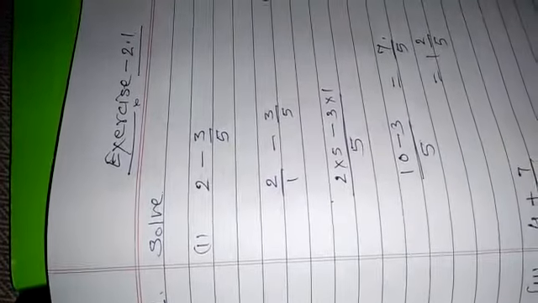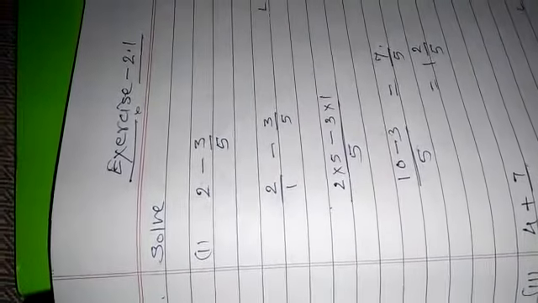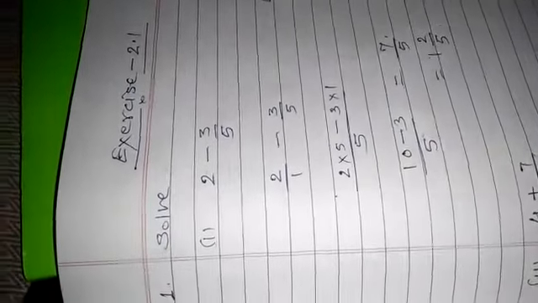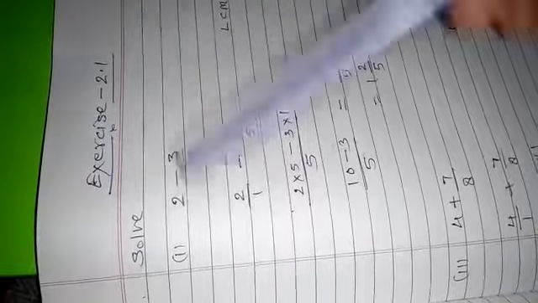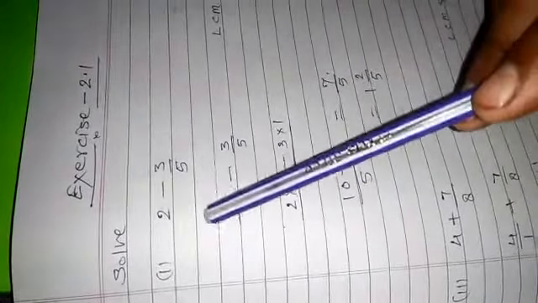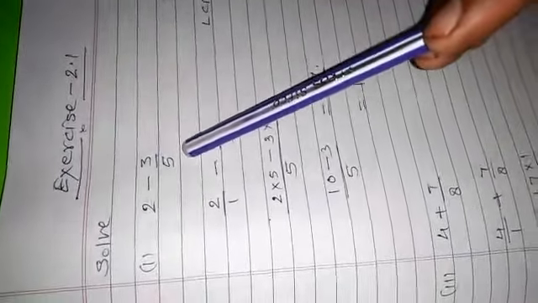Now we will solve exercise 2.1. Exercise 2.1, question number 1. Solve 2 minus 3 by 5.